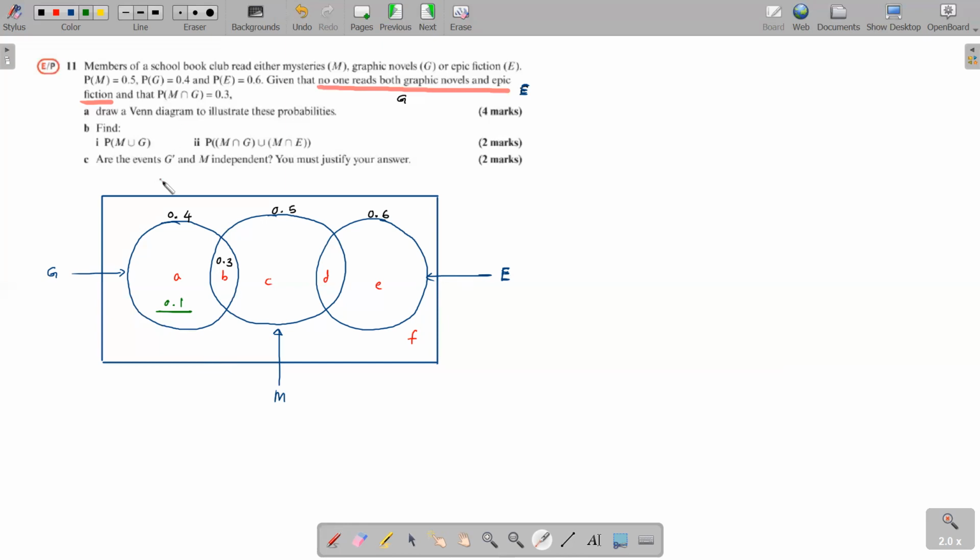Okay, what do they say? Guys, over here there's one more thing you need to do before you find this, because you can see now these regions are unknown. But if you check, you can see region F. They say members of a school book club read either mysteries, graphic novels, or epic fiction. Which means everyone in the book club reads at least one of these three, so there's no one outside. You won't find any member in the book club who doesn't read. Everyone reads mysteries, graphic novels, or epic fiction. Therefore, the probability in region F is 0.